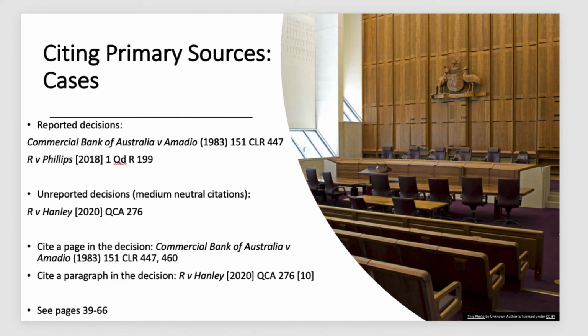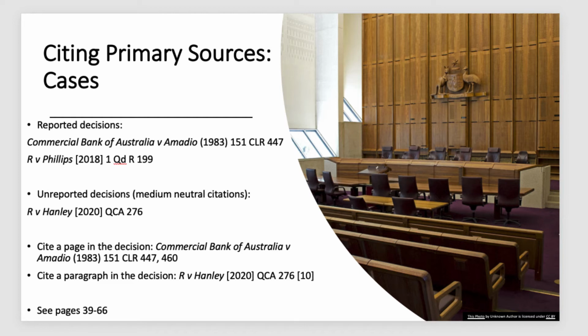Now, you can see on the slide there that Crown against Hanley is an example. As usual, the parties' names and the V are placed into italics, and the year is placed into square brackets. And we always use square brackets because it's unreported. QCA is the medium neutral citation for the Queensland Court of Appeal, and 276 is the identifier for the case. Now again, if you don't know what QCA stands for, you can go to an abbreviations list, but note that it will tell you which court it comes from, so then you know that you have to go and locate that material on the relevant court website.